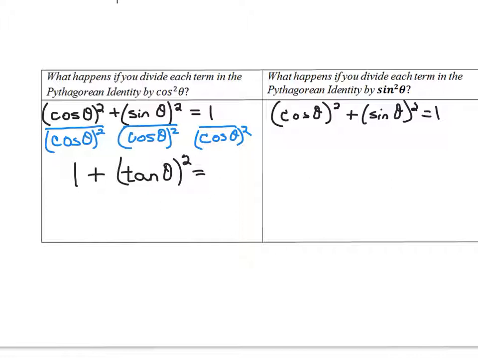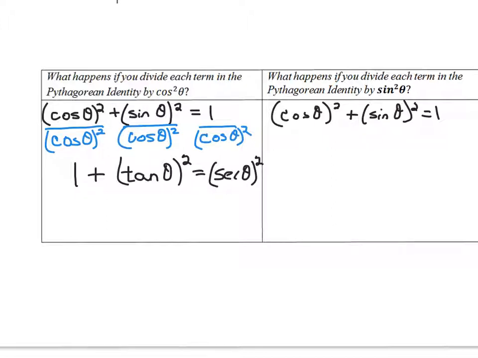Now on the right side of the equation, 1 divided by cosine, we should recognize that as one of our reciprocal identities. 1 divided by cosine is secant, so 1 divided by cosine squared should be the secant of theta squared. So here we have our second Pythagorean identity. 1 plus tangent theta squared equals secant theta squared. Let's go to the second box.